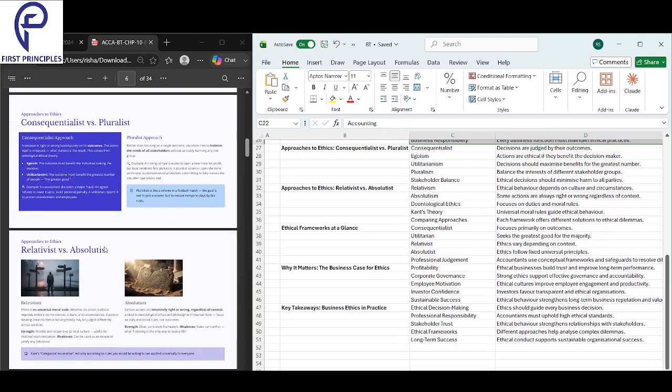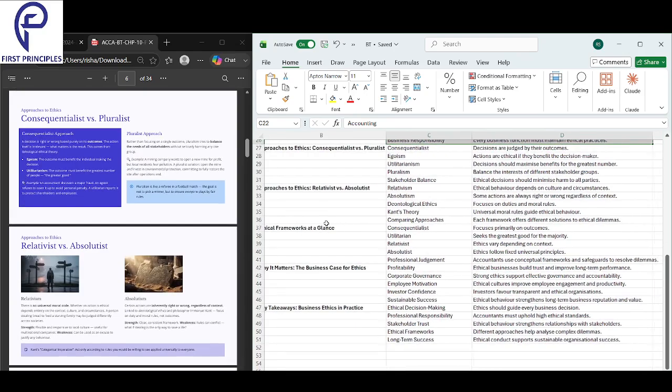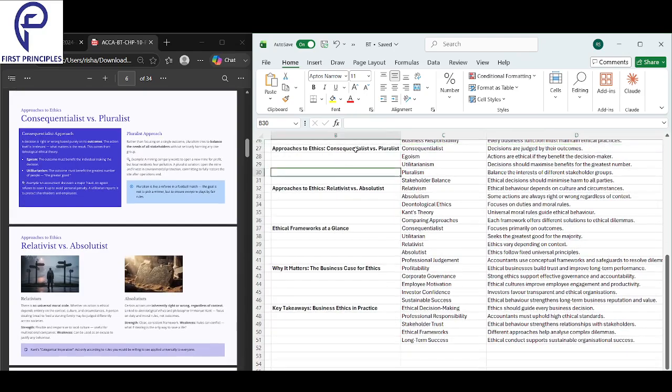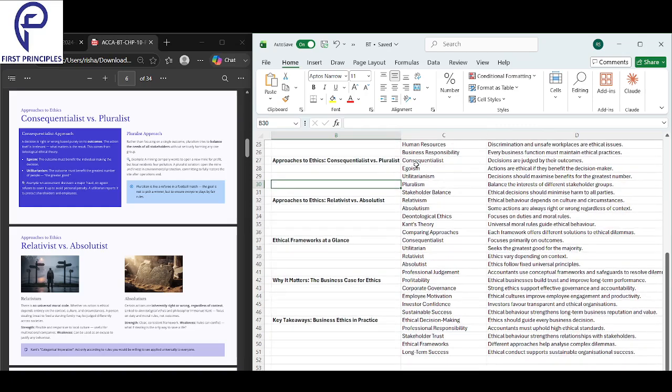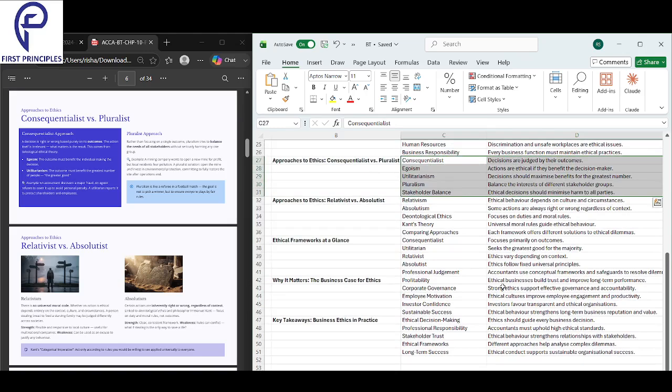Next, we look into approaches to ethics. There are two types of approaches: consequentialist versus pluralist. Let's look into the consequentialist approach first. That is egoism and so on. The decisions are judged by their outcomes. How good your decision was is judged by the outcome.